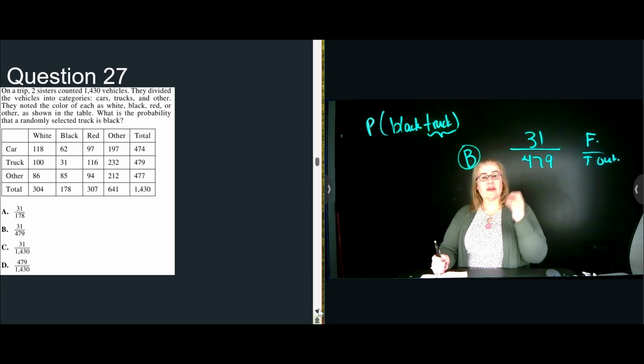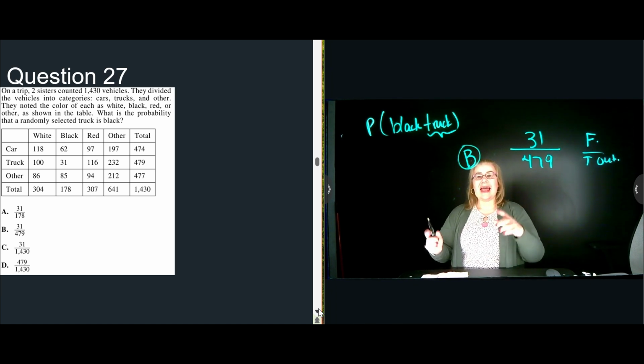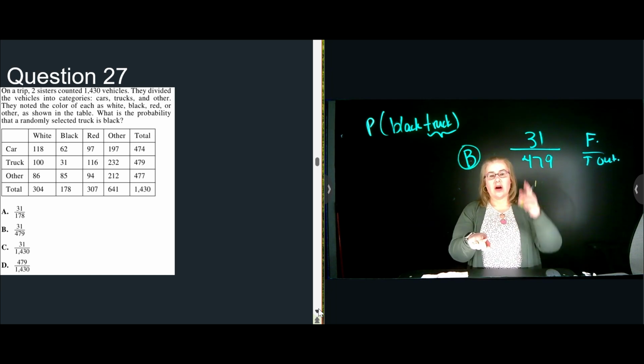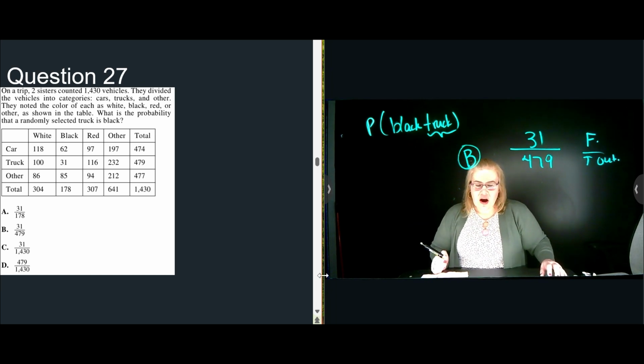So we've got to understand what the probability is, and we've also got to understand favorable over outcome and how we read that chart, looking at our columns and our rows. Good job. All right, so let's look at the next one.